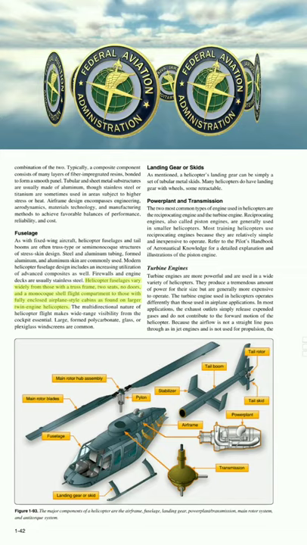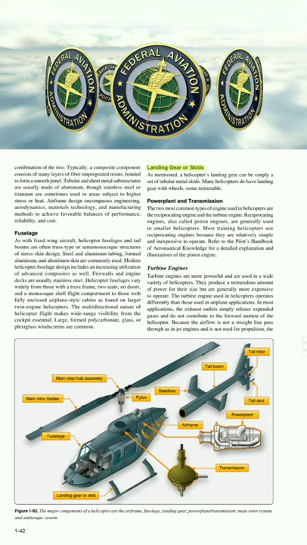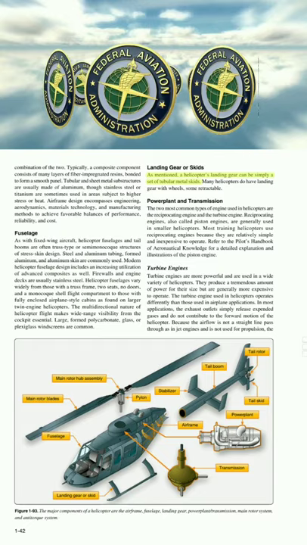The multi-directional nature of helicopter flight makes wide-range visibility from the cockpit essential. Large, formed polycarbonate, glass, or plexiglass windscreens are common. Landing gear skids. As mentioned, a helicopter's landing gear can be simply a set of tubular metal skids. Many helicopters do have landing gear with wheels, some retractable.